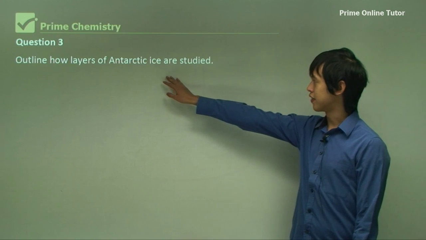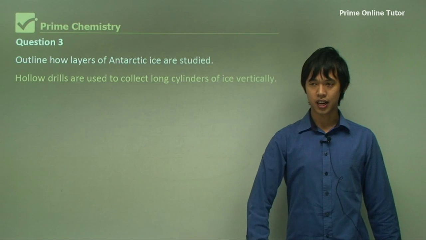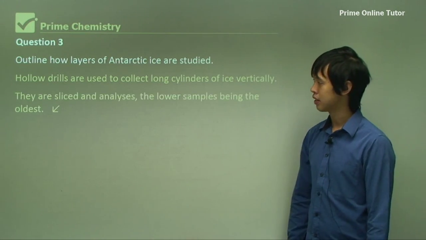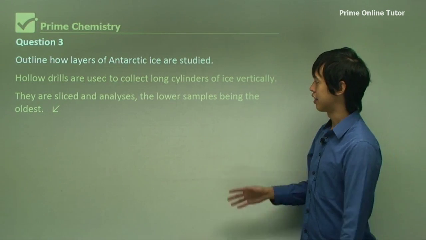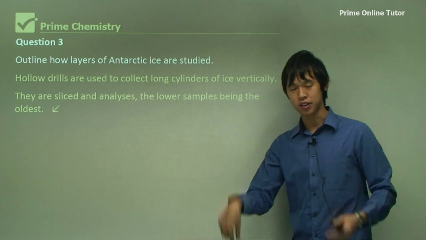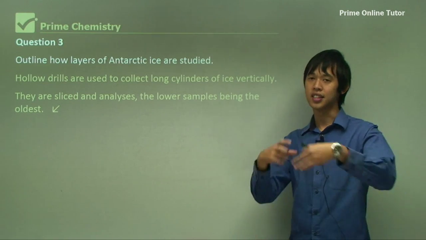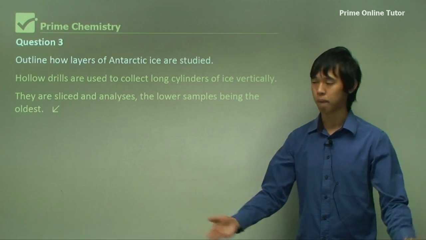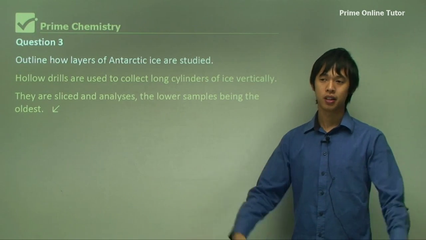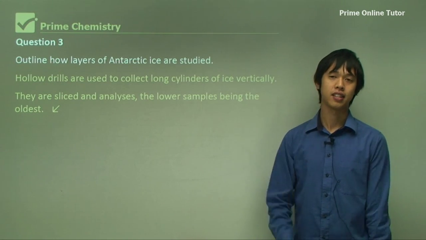So outline how layers of Antarctic ice are studied. Okay, so we went through this. You drill into the ice and get a cylinder of ice out. Then you slice it into layers and analyze them. Obviously the lowest layer, the one that's furthest down into the ground, is the oldest, and the one closest to the surface is the youngest. Then you look at the gases trapped in each one, and make some conclusion about the temporal differences in the gas structure.